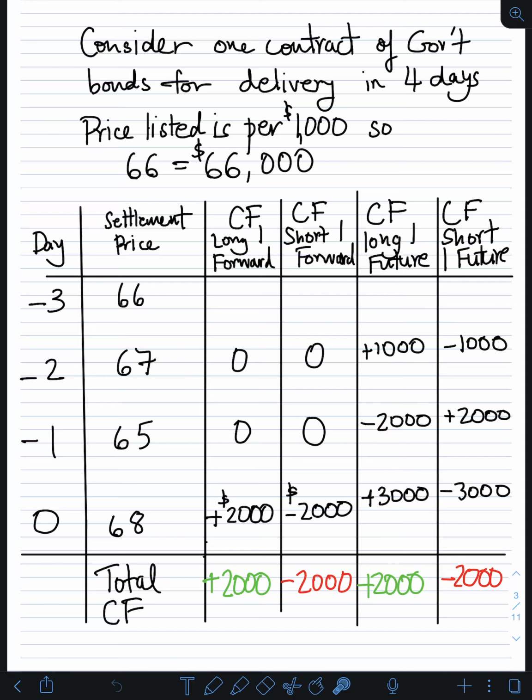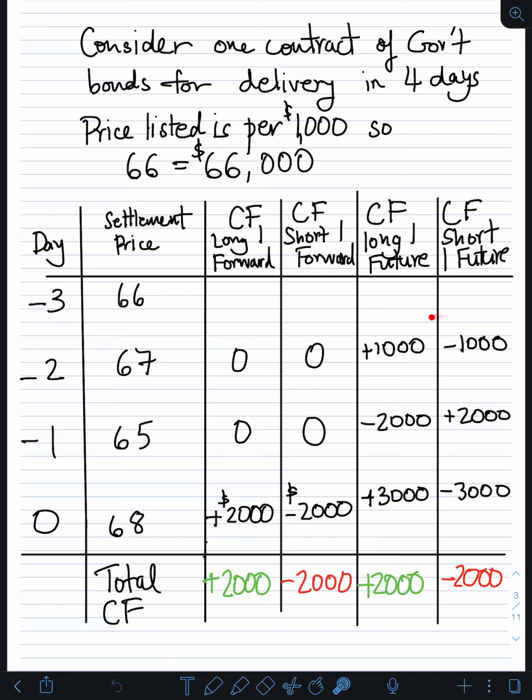If you went long, you still make a $2,000 profit, whether you did a forward or a futures. Now, if you went short, it's the same thing. You add up all these numbers, you get minus 2,000, which is the same loss you would make in a forward contract. So basically, there's no difference between a future and a forward if you just consider the beginning day and the end day. Whatever happens, the final profit or loss stays the same.